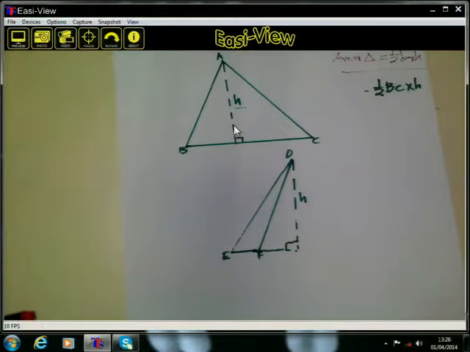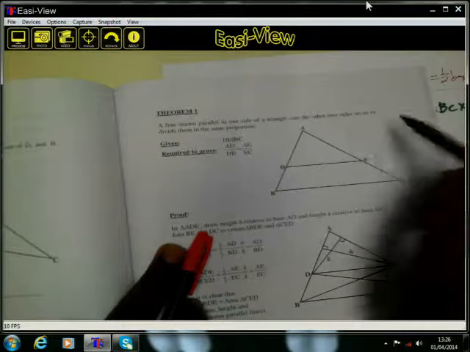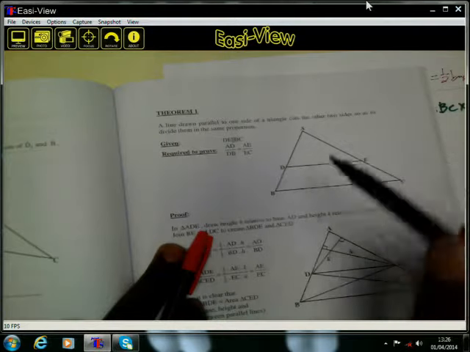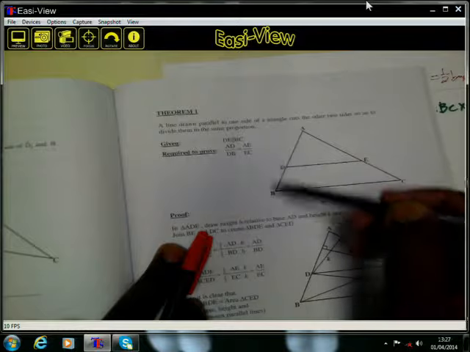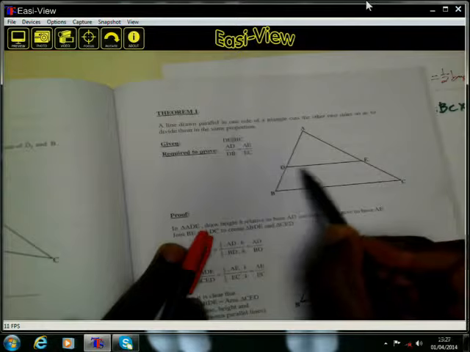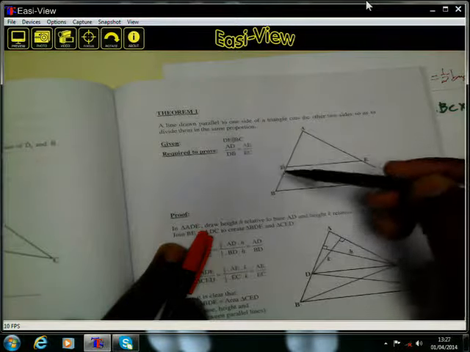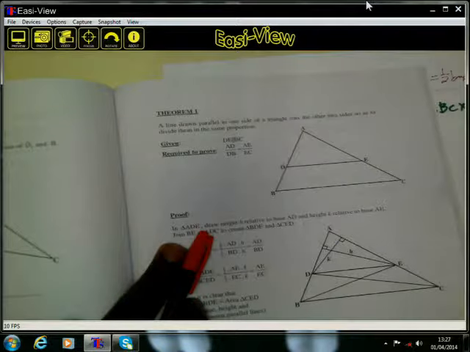Now, let us quickly look at what is requested of us, RTP, which is required to prove. We agree that this line divides these two sides in proportion. Therefore, we can come up with the ruling. It means we are expected to prove that side AD over side DB. Remember, before the extension D, we only had side AB, but because of this we now have side AD over DB. Now we say side AB over DB must be in proportion with side AE over side EC. That is what is requested of us.